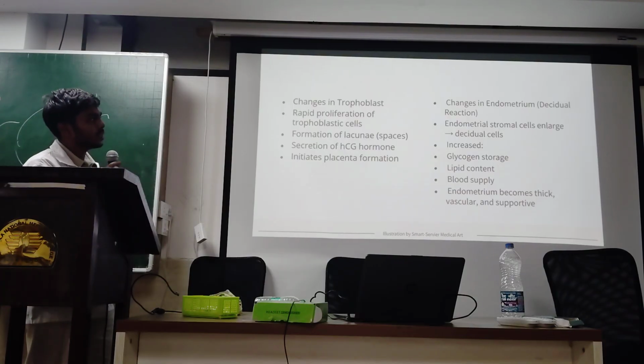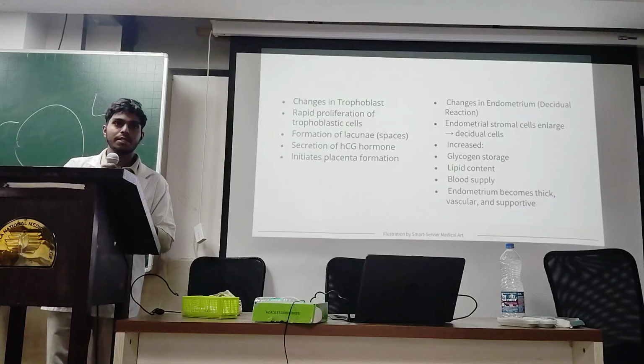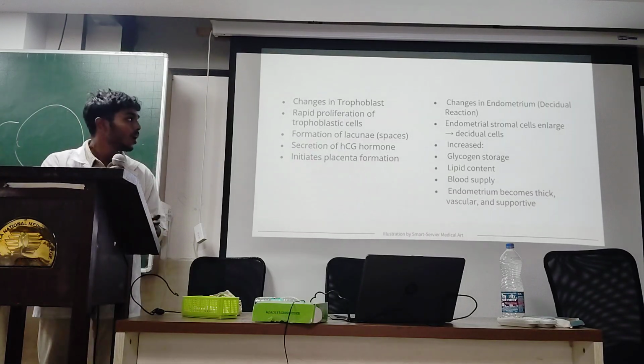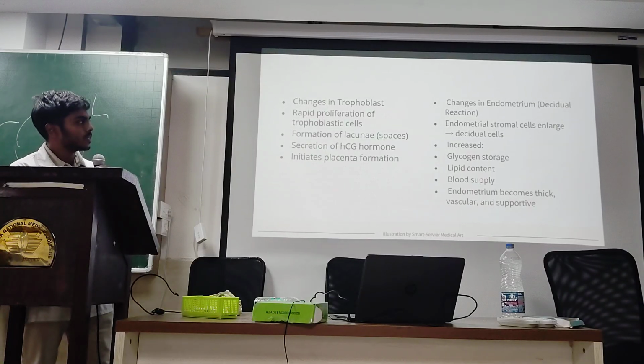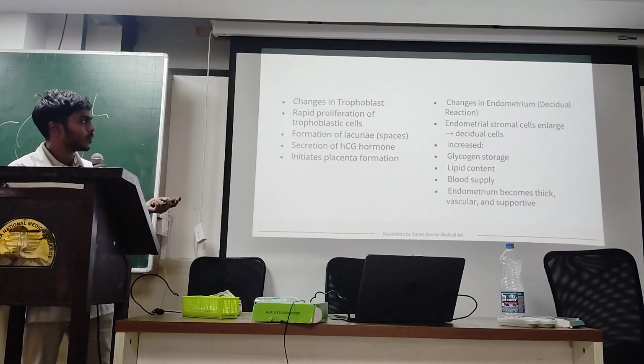The change in the endometrium lining is that a decidual reaction occurs. Decidual reaction is the reaction in which nutrient providing cells are formed. Endometrial stromal cells enlarge and differentiate into decidual cells. There is increased glycogen storage, lipid content, and blood supply. The endometrium becomes thick, vascular, and supportive.